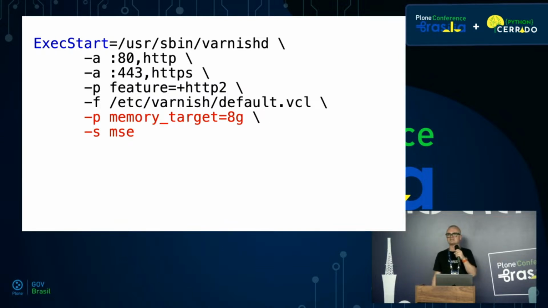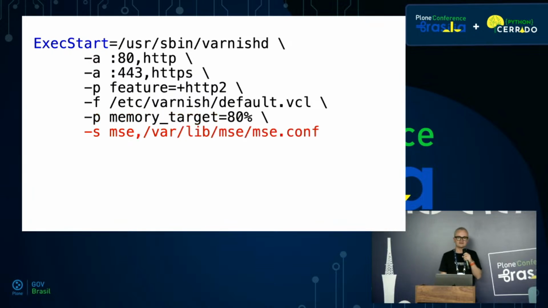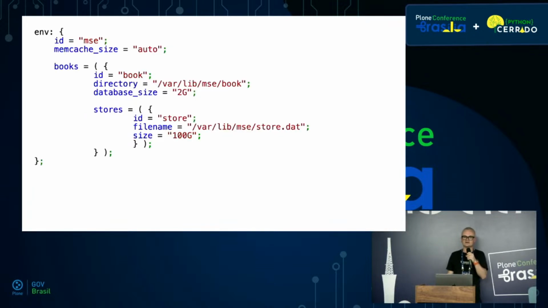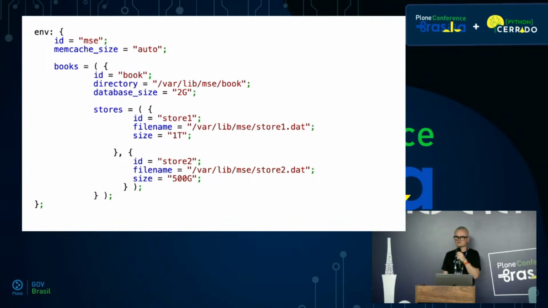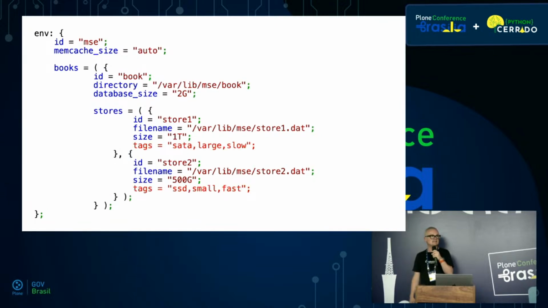And if you need persistence and go way beyond what fits in memory, you can actually tie it into a configuration file. And in that configuration file, you can create metadata databases and also the actual stores on disk where you can store all that with a certain size. You run the command and you're good to go. You can also have multiple stores. Maybe you have multiple disks on a system. Maybe you want to tag these and then control where things are going to be stored.